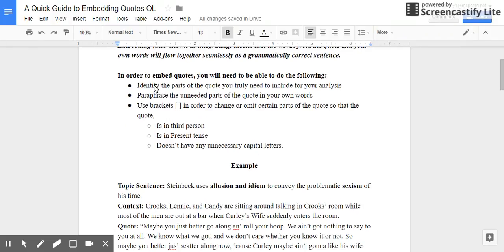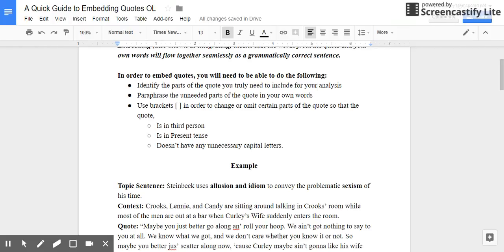Okay, so the three steps I came up with in order to embed quotes are right here. Step one is identify the parts of the quote you truly need to include for your analysis. So you might have several sentences in your quote, but maybe you don't need every sentence. Maybe you just need part of a sentence or one of those sentences. It depends on the device you're analyzing. So for instance, if you're analyzing a simile or a hyperbole, you probably just need to include the part of the quote that actually has the simile or the hyperbole in it.